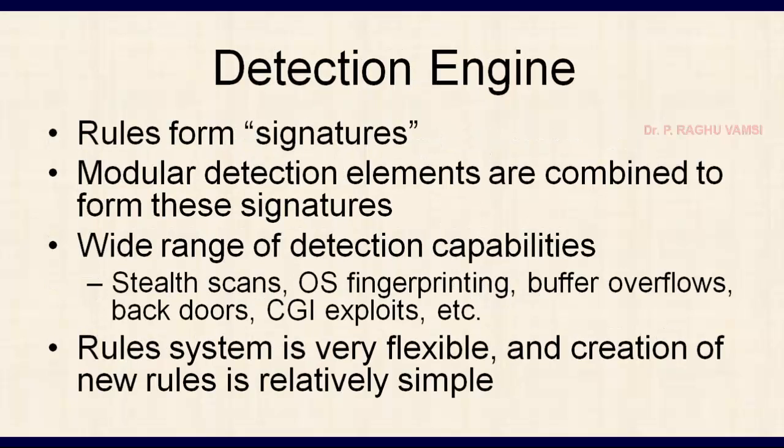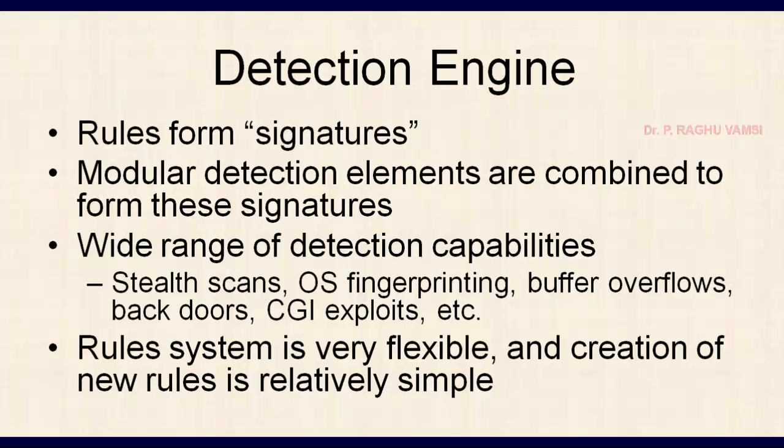Rules form signatures. So what is a signature-based intrusion detection system, we have theoretically seen in the previous lectures. Modular detection elements are combined from these signatures. Wide range of detection capabilities like stealth scan. Stealth scan is nothing but a scan of the operating system that tries not to record a log. Such scans can also be detected by Snort. OS fingerprinting, buffer overflows, backdoors, common gateway interface exploits, and other related things.